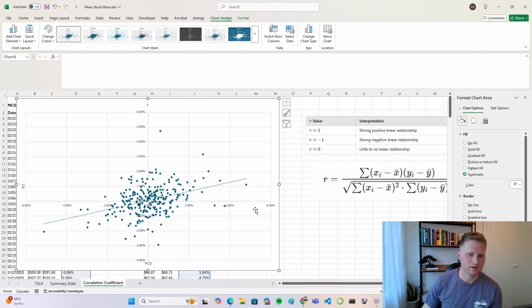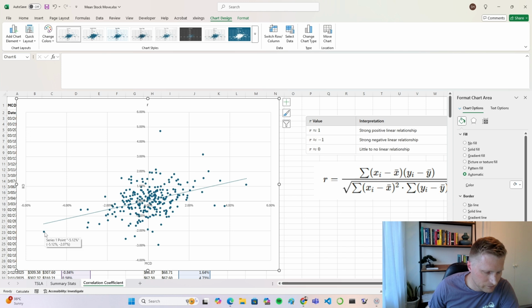So on the x-axis is the daily returns of McDonald's share price. On the y-axis is the daily returns of the Coca-Cola share price. And if we hover over a dot, see this one down here. On the x-axis, which we said was McDonald's, on this day, McDonald's returned a negative 5.12% return. Coca-Cola returned a negative 2.07% return. On this day, McDonald's returned a negative 2.12% and Coke returned 0.29%.